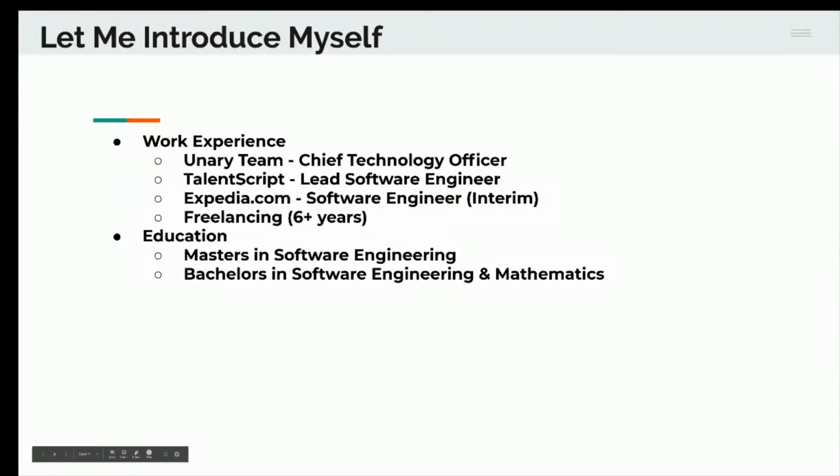So to get started, a little bit about who I am. As I said before, my name is Abdulmuhsin Alkandari. My work experience, currently I work at Unitary Team as their Chief Technology Officer. I used to lead the software engineering team at TalentScript. I was responsible for building their software platform, whether it was on the back end or front end, the whole nine yards. Before that, I worked at Expedia.com as a software engineer intern.